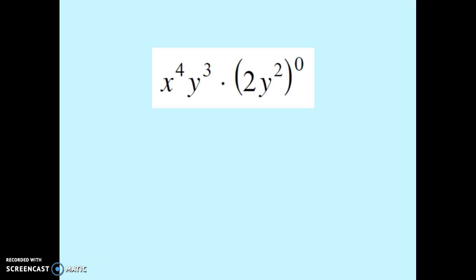Now I have x to the 4th, y cubed, times the quantity 2y squared raised to the 0 power. Well, anything raised to the 0 power becomes 1, so this entire quantity becomes 1. And it kind of goes away because anything times 1 is itself. Then I'm left with x to the 4th, y cubed. I cannot combine those, so I'm just going to rewrite those as my answer.